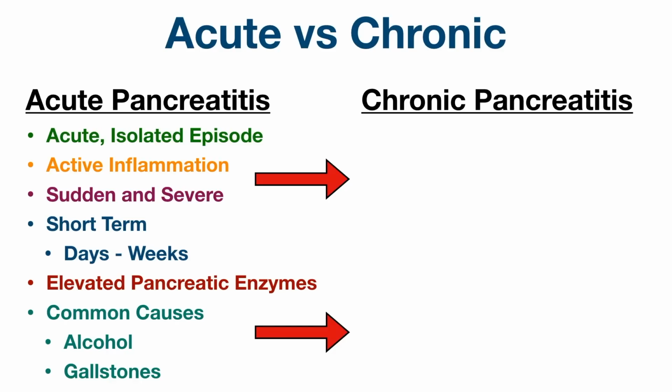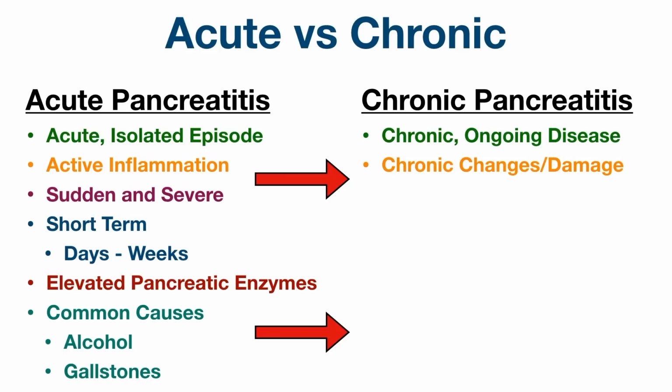Unlike acute pancreatitis, which is an isolated episode, chronic pancreatitis is ongoing disease of the pancreas. There is recurrent or continued inflammation, which may result in chronic irreversible damage to the pancreas. Chronic pancreatitis may lead to fibrosis or calcification of the pancreas, and this can negatively affect its function in digestion and glucose control.